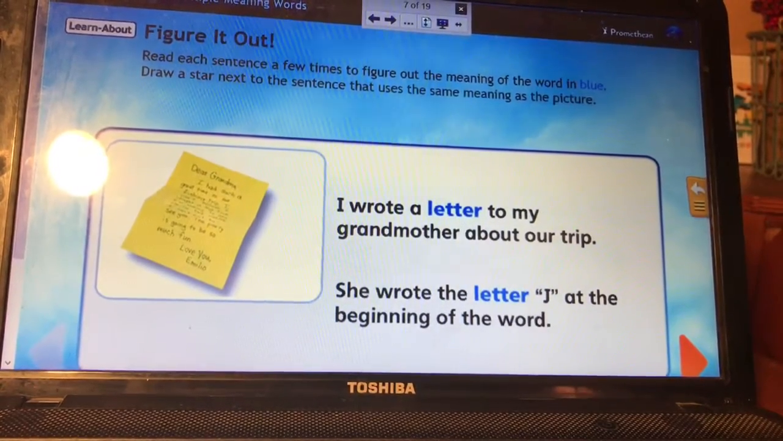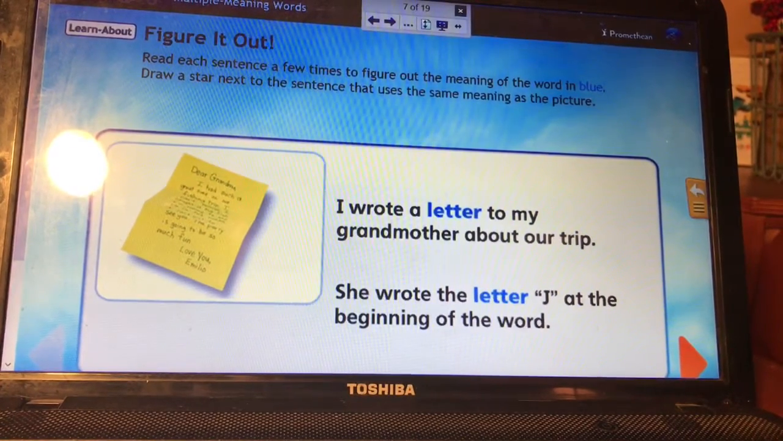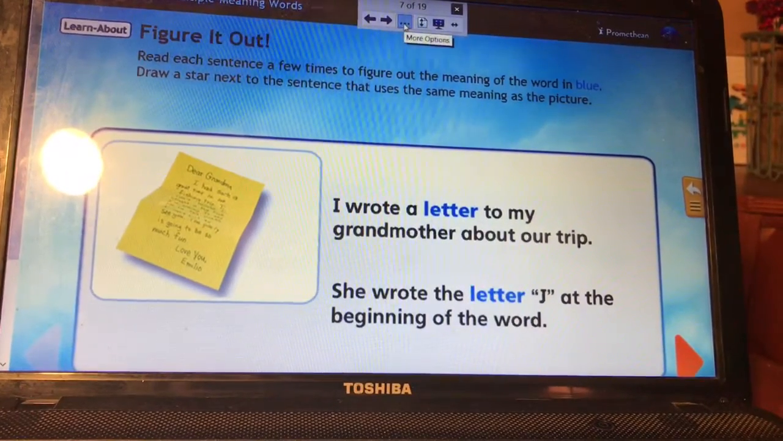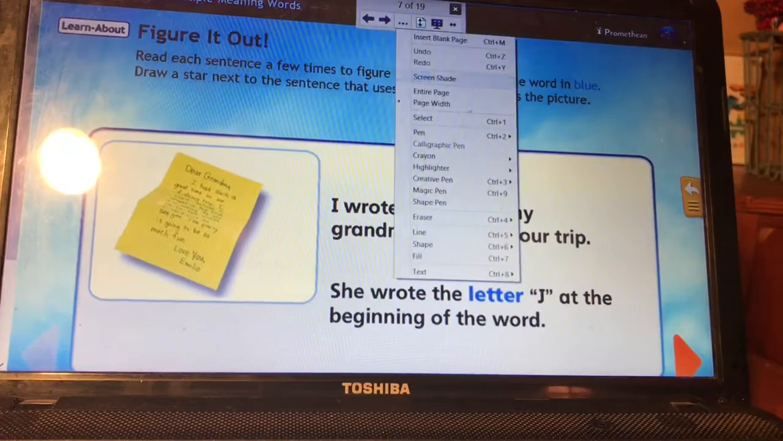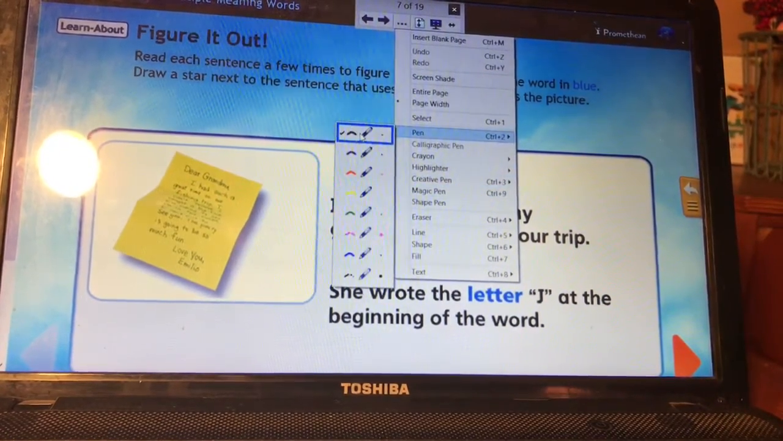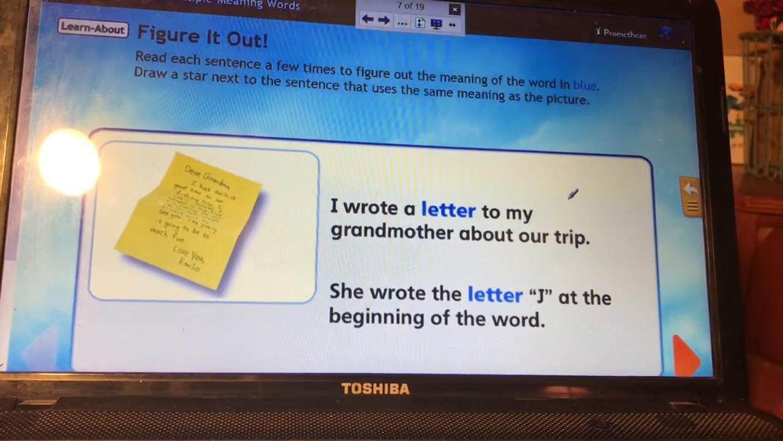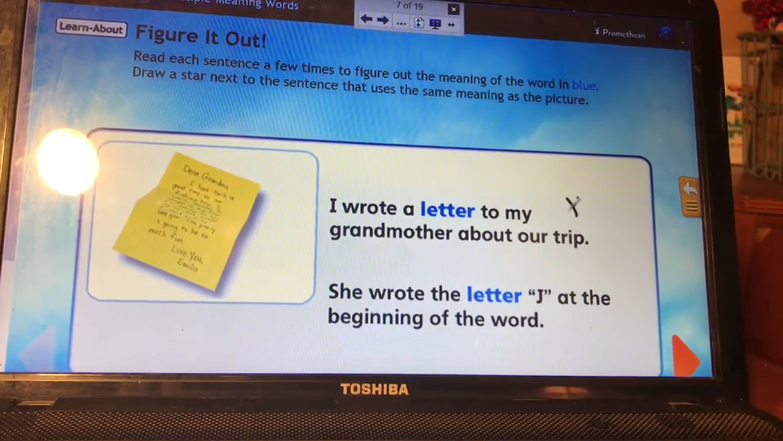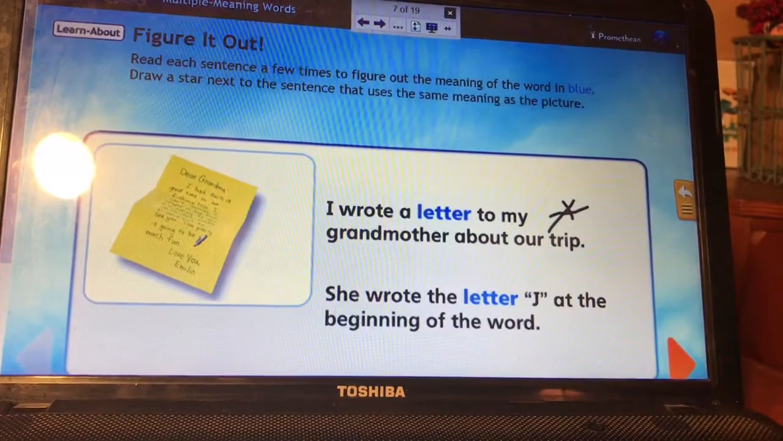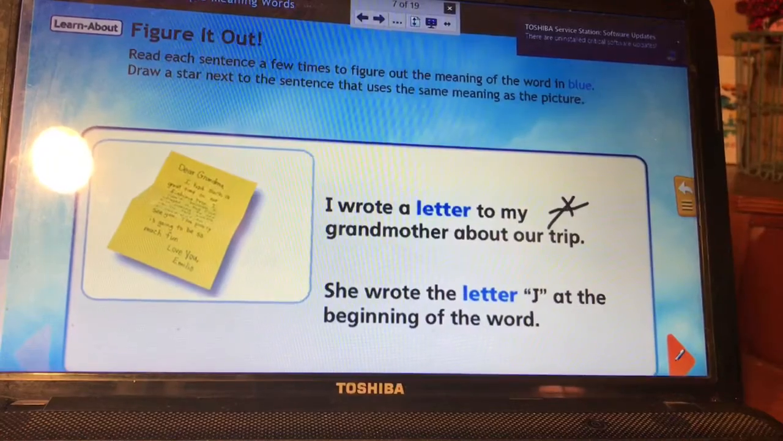The first sentence here says, I wrote a letter to my grandmother about our trip. The next sentence says, she wrote the letter J at the beginning of the word. Which one of those two sentences matches this picture? I'm going to draw a star next to the first one, because that sentence matches this picture. It looks like a letter that they've written to somebody, not one letter, like the letter J.